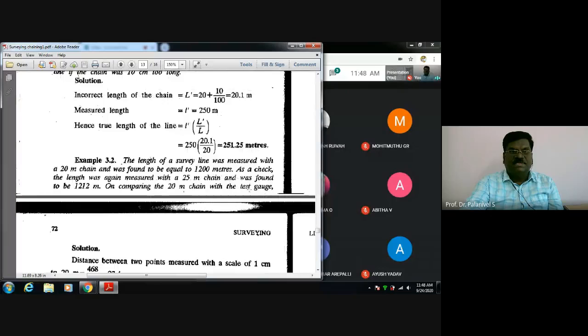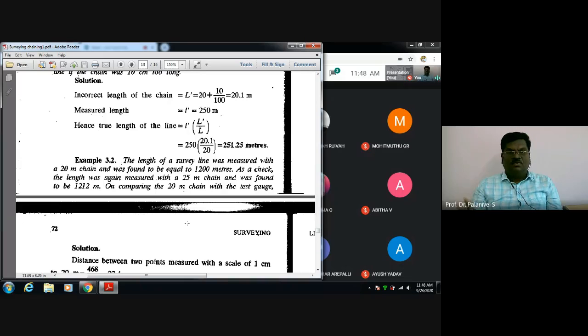Next example. The length of your survey line was measured with a 20-meter chain and was found to be equal to 1200 meter. Good. As a check, the length was again measured with a 25-meter chain and was found to be 1212 meter.